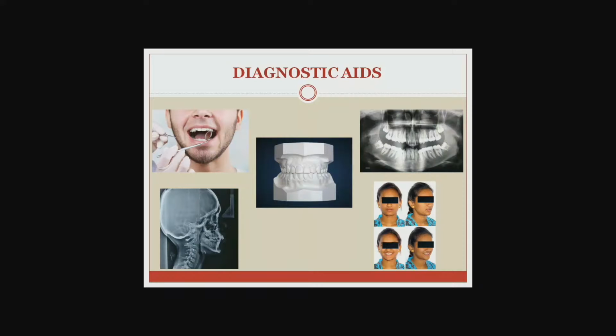Now, the next question is how we diagnose this deformity as a malocclusion. All of you know how we can define a diagnosis. It is nothing but an art of identifying the disease by listening to the symptoms represented by the patient and signs observed by the clinician.